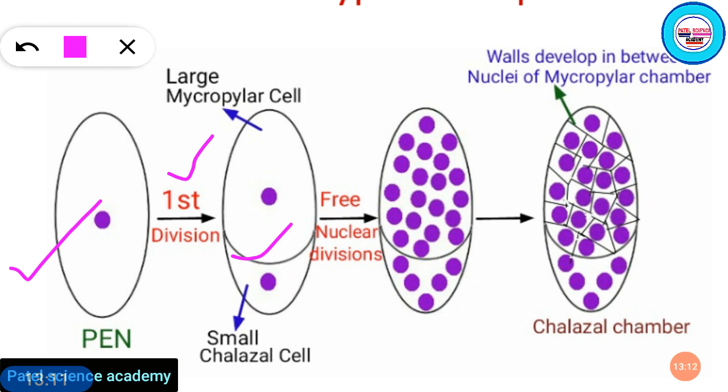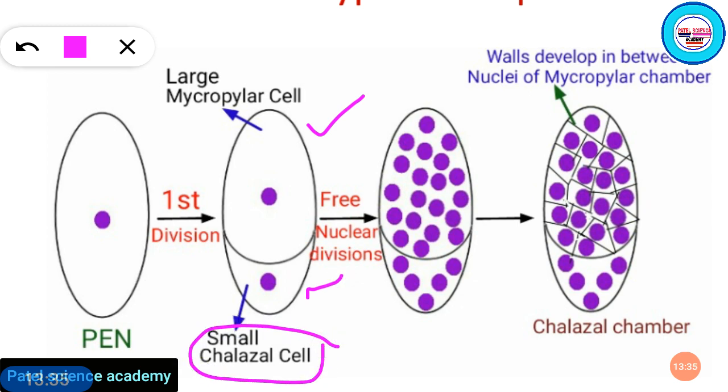Because of the nuclear division, one nucleus divided into two nuclei. So these two nuclei are formed there, but there is a formation of this transverse wall, and because of this transverse wall, two cells are formed. One is larger, another one is smaller. The smaller one is called the chalaza cell, and the larger one is called the micropylar cell.